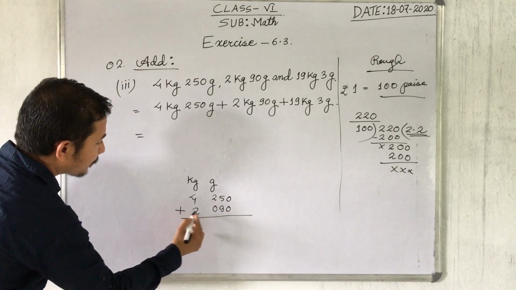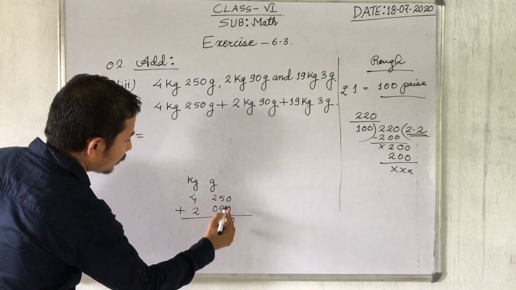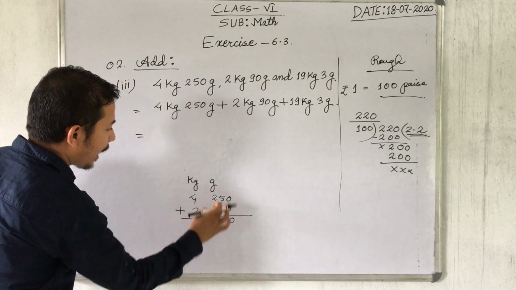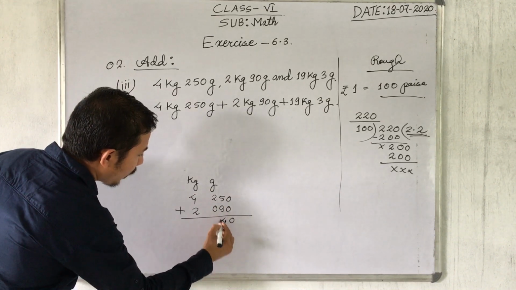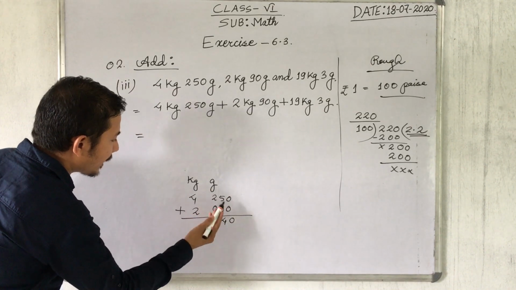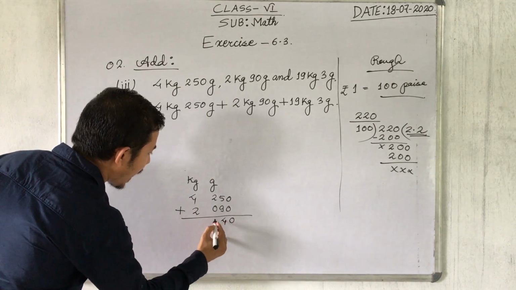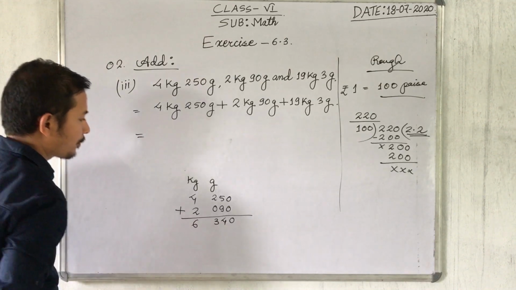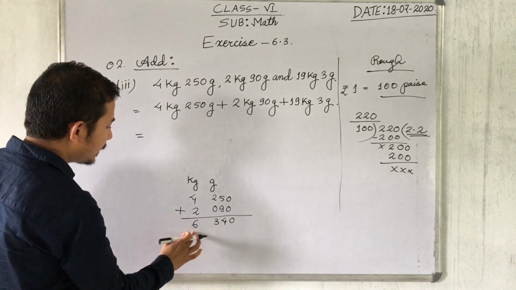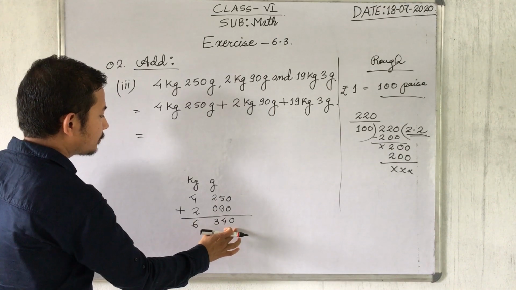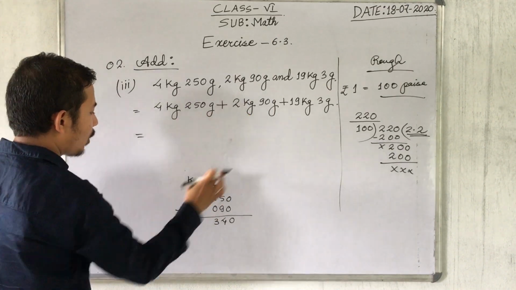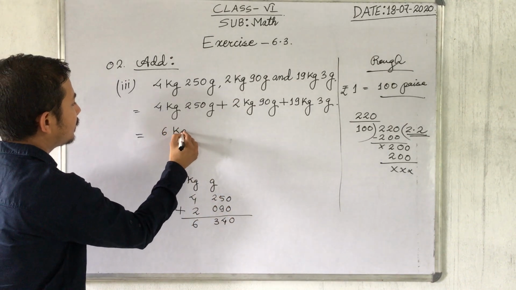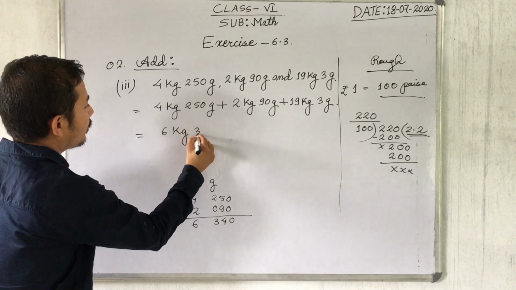First of all we are going to add these two. If we add 0 and 0, there will be 0. Now if we add 9 and 5, it will be 14, so 1 carry. There is 2 and 0, if you add, there will be 2 only, and that carry 1, it will be 3. And if you add 4 and 2, it will be 6. So this way we have got 6 kg 340 gram. So write here 6 kg and 340 gram.